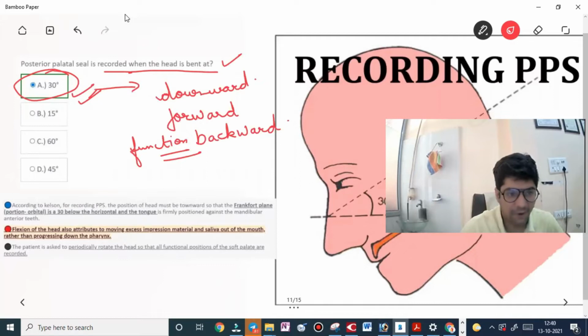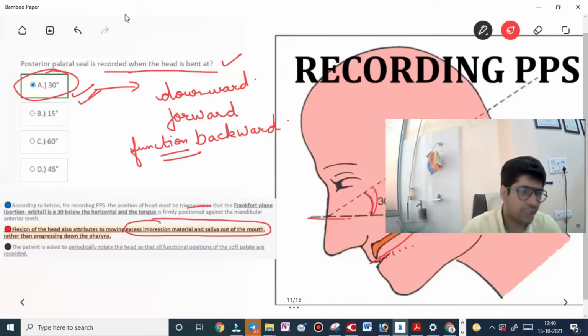So the head is at the downward forward functional position. According to Kelson, for recording the PPS, the position of the head must be downward, so that the Frankfurt horizontal plane is 30 degrees below the horizontal, and the tongue is firmly positioned against the mandibular anterior teeth. Also remember the flexion of the head contributes to moving excess impression material and saliva out of the mouth.